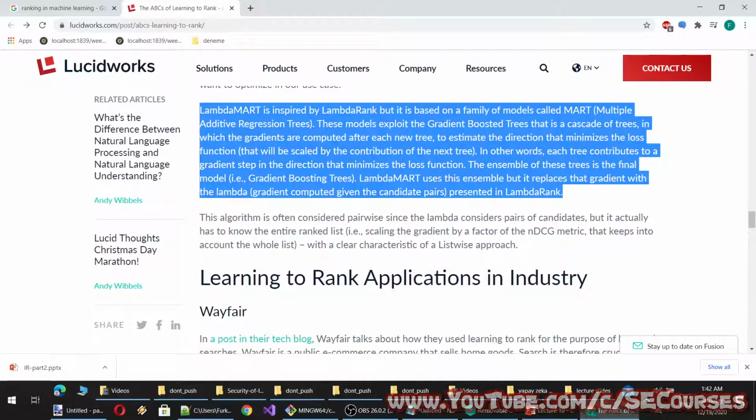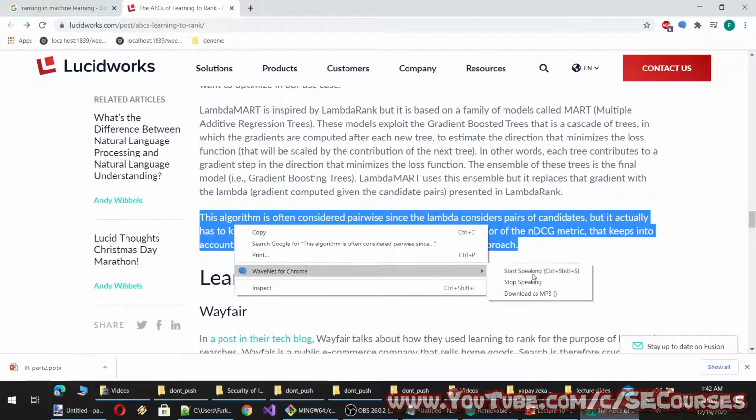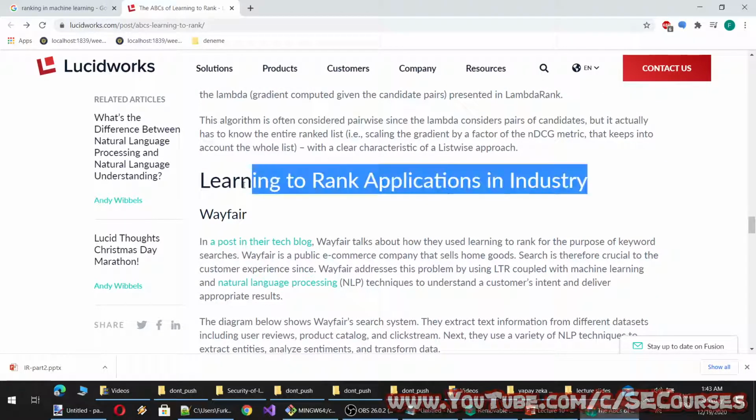The ensemble of these trees is the final model, i.e., gradient boosting trees. LambdaMART uses this ensemble, but it replaces that gradient with the lambda gradient computed given the candidate pairs presented in LambdaRank. This algorithm is often considered pairwise since the lambda considers pairs of candidates, but it actually has to know the entire ranked list, i.e., scaling the gradient by a factor of the NDCG metric that keeps into account the whole list, with a clear characteristic of a listwise approach.